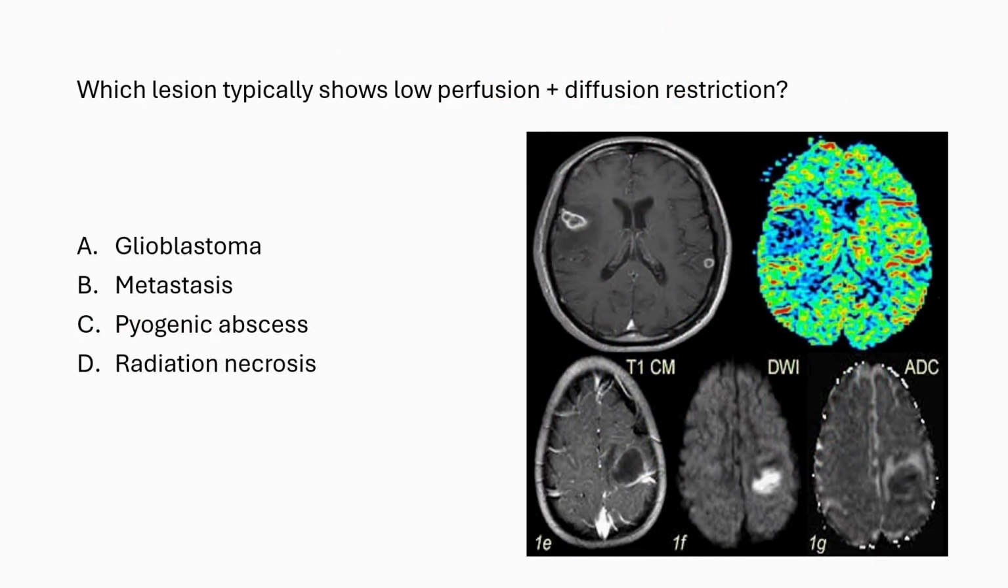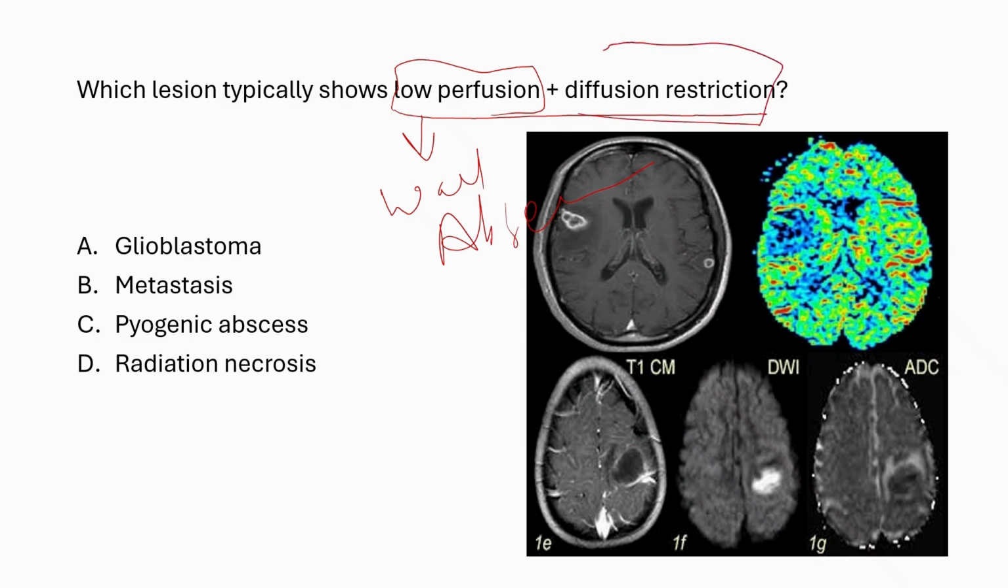Which lesion typically shows low perfusion and diffusion restriction? If you have seen my whole video, then you must know the answer. Low perfusion, in which condition is it seen? That is, the low perfusion is seen in the wall of abscess, and diffusion restriction is seen in the core of abscess. So options are the glioblastoma.